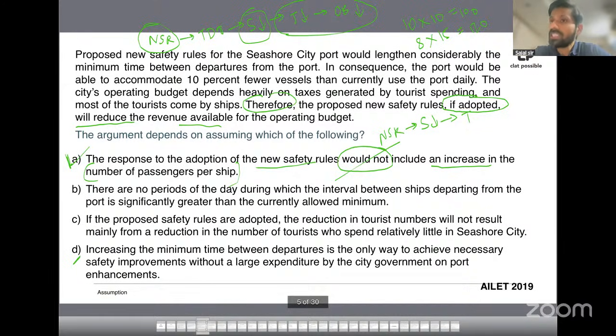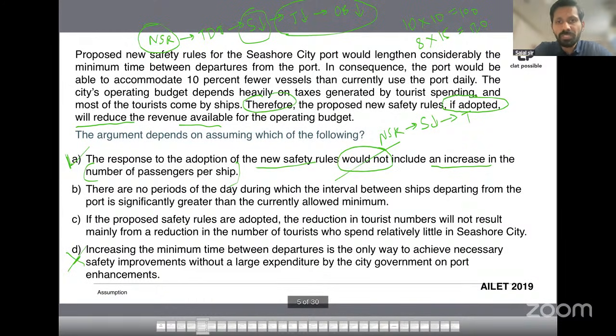Is it the only way to go about things? That is not being commented on. That's not the author's point. Maybe there are some other ways to achieve whatever they want to achieve, but that is not discussed in the passage. All the passage is concerned with is, if you adopt this particular set of rules, the revenue will come down, right? So option D is irrelevant, so D is out.